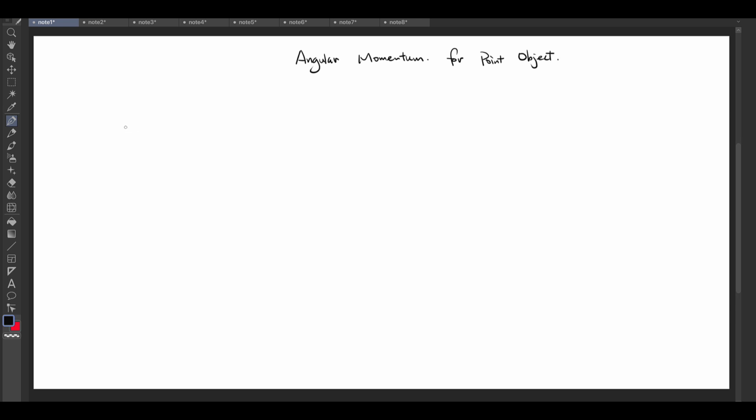Now let's look at one example here. Let's say there's a point object moving with some velocity. The velocity is v and the mass is m. And now let's think about there's an imaginary rotation axis O.